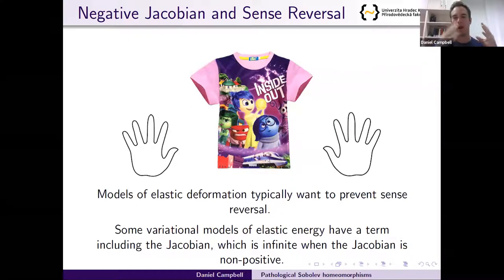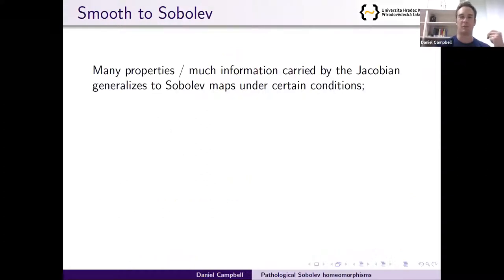And I want my model to be physically relevant. In such a case, I don't want the interpenetration of matter. So two parts of the body should not be mapped to the same part. So I essentially want it to be injective. I'm looking at A, having a derivative, so I want it to be Sobolev, and B, being injective, so I'm talking about Sobolev homeomorphisms, right?